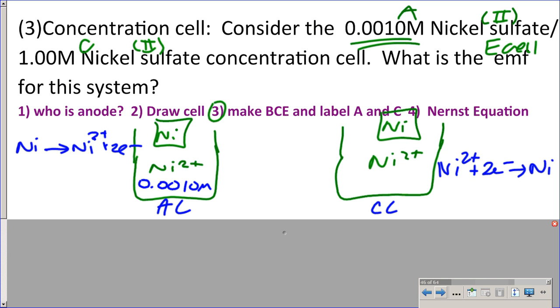0.0010 molar, and this one's 1.0 molar. The only reason I have you draw it out is because I'm a picture person. This 0.001 goes with this ion that I've created. So this 0.001 molar goes with this product ion, and this 1 molar goes with this reactant ion. That's important because you need to know who's product and who's reactant.